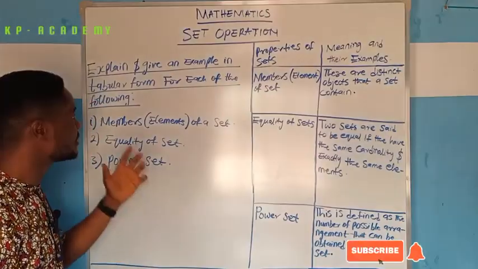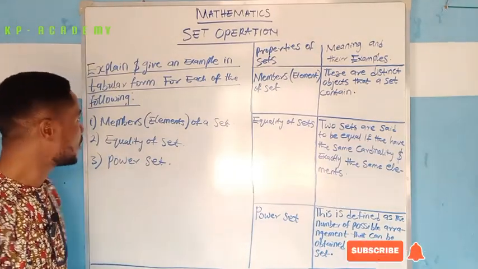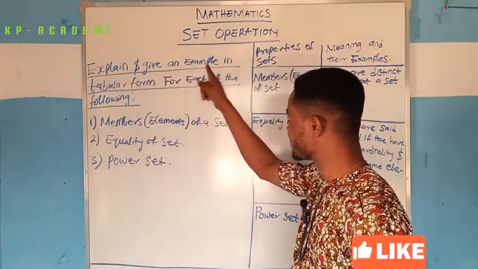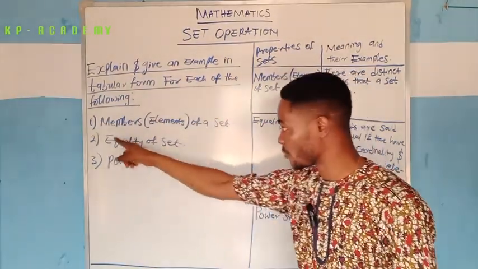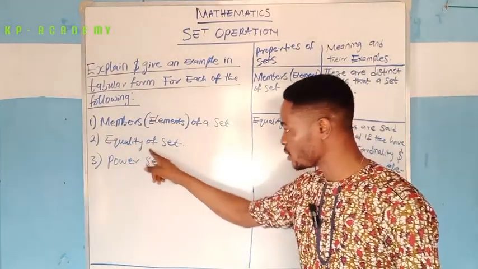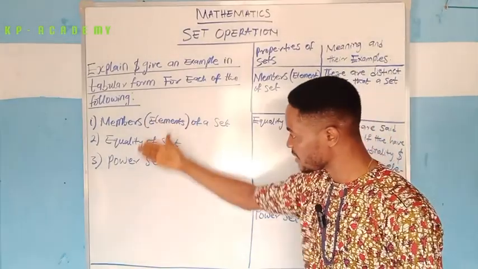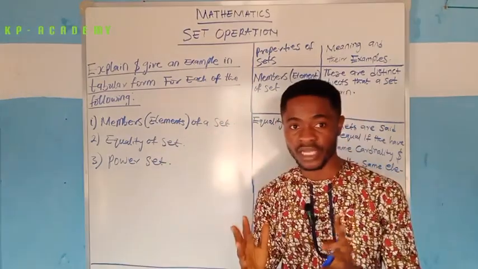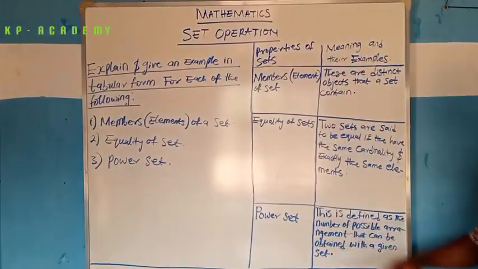In this video, we're going to be seeing some practice problems under the concept of set. This question says, explain and give an example in tabular form for each of the following: number one, members or elements of a set, equality of a set, and power set. So we should explain these three things and also give examples of them, but we should do that in a tabular form. So the answer to those things are what I attempt to explain here.